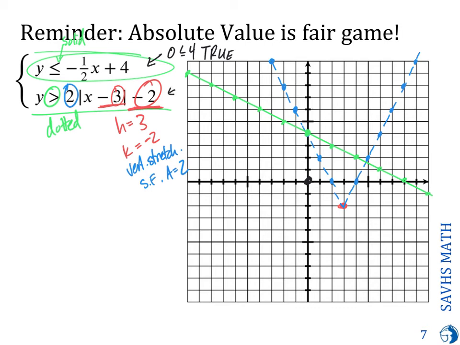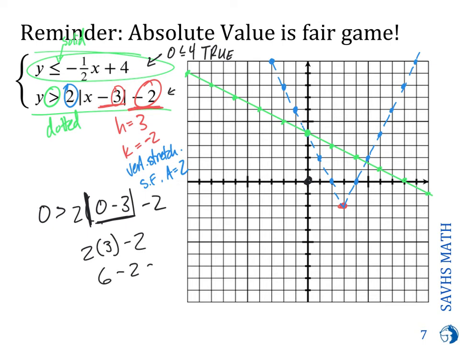This one says y is greater than. So let's see, 0 is greater than 2 times the absolute value of 0 minus 3, minus 2. The absolute value of -3 is 3. So 2 times 3 minus 2, 6 minus 2 is 4. Is 0 greater than 4? Nope.